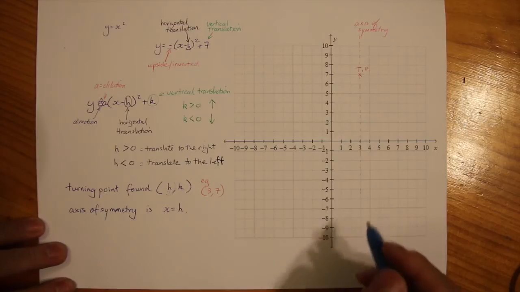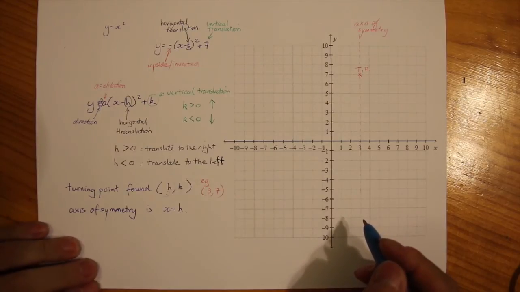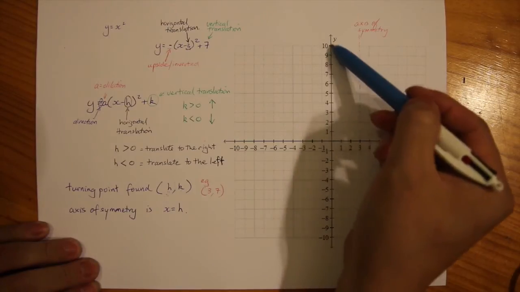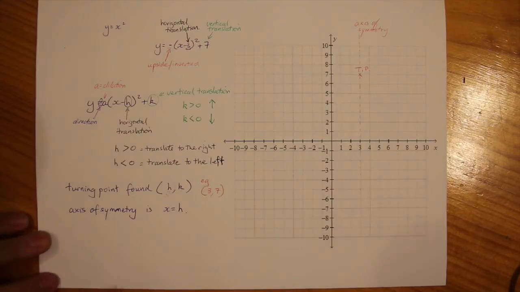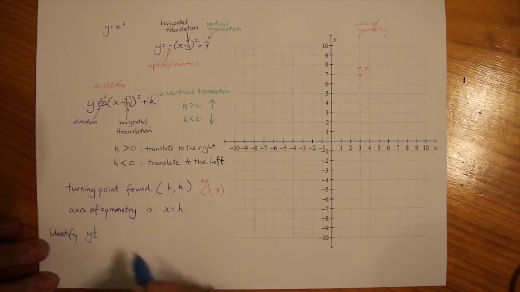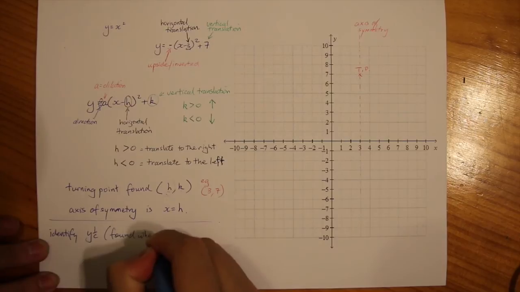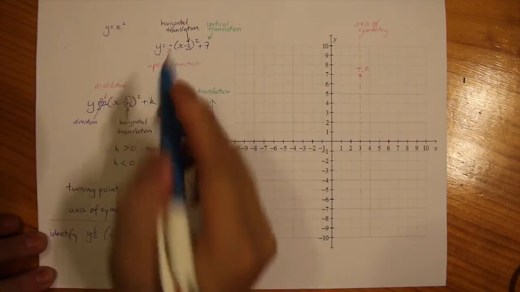Now the last thing to do is to work out the y-intercept, which is found when x is 0. So let's do that. Let's identify the y-intercept, found when x equals 0. So let's substitute 0 for x.